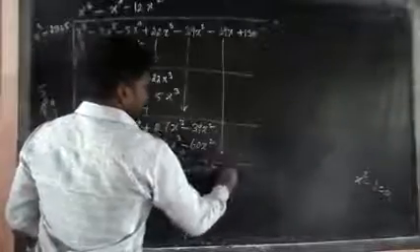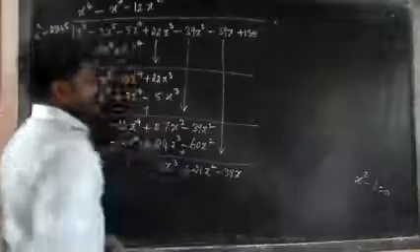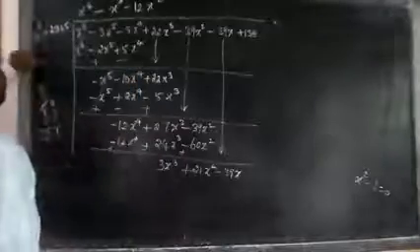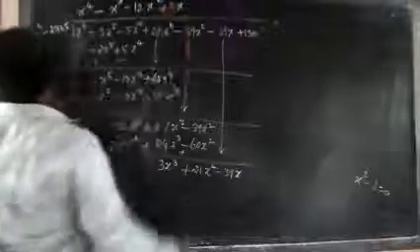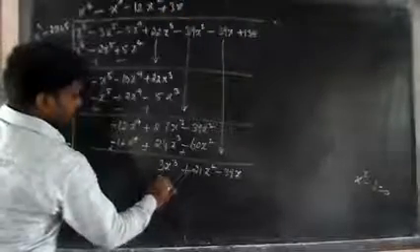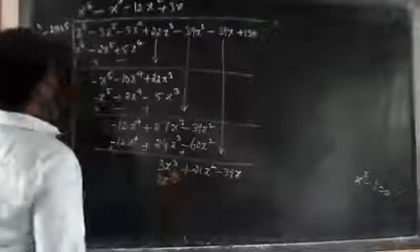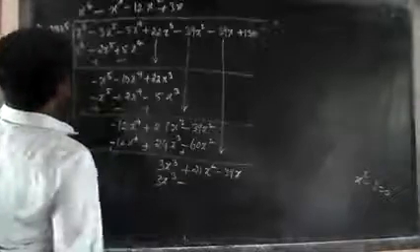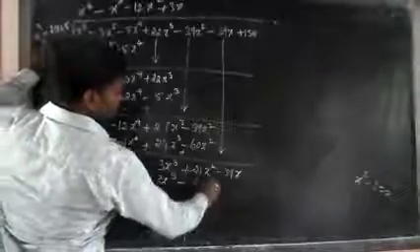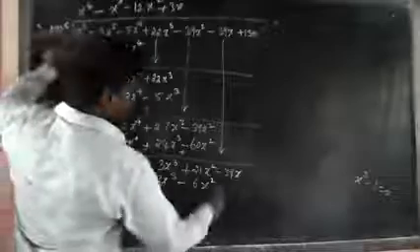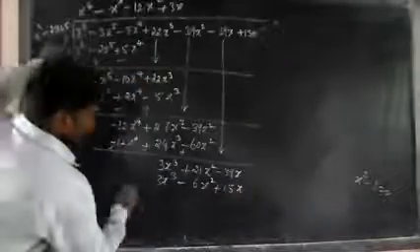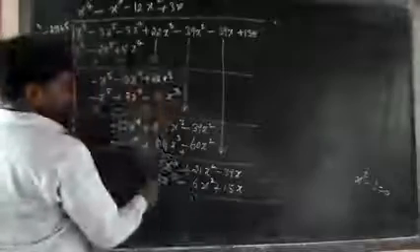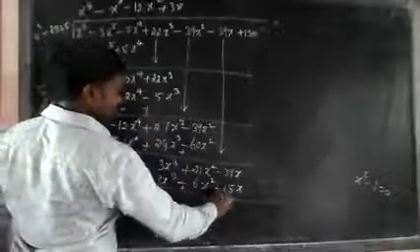Next step is minus 39x. Here what? x square. Here what? 3. So 3x. 3x into x square is 3x cube. Minus 3 2s are 6, 6x square. Plus 5 3s are 15. So 15x. So remaining is, we need to still sign minus plus minus.